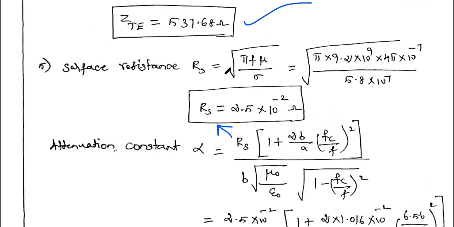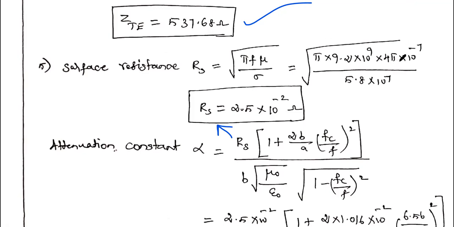The surface resistance formula is square root of pi f mu by sigma, where sigma is the conductivity. So square root of pi into the operating frequency, 9.2 GHz, into mu. Here air is the medium. Air is a dielectric. So for air, mu is equal to 4 pi into 10 to the power minus 7. Mu is nothing but mu naught.